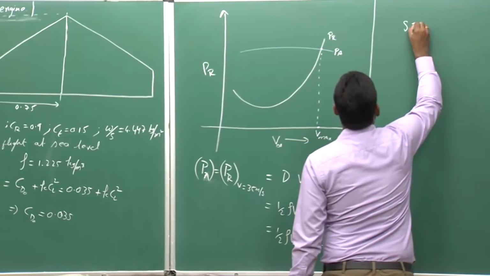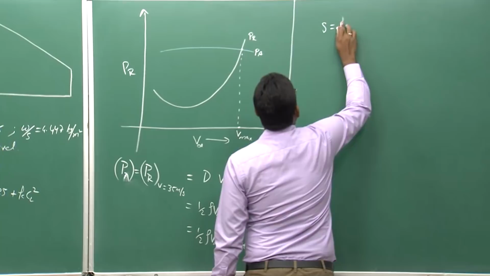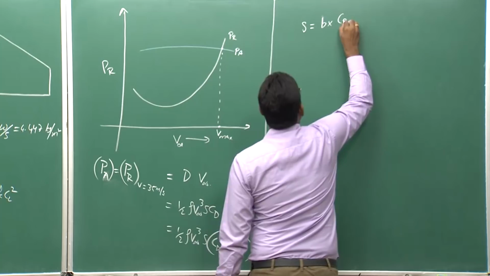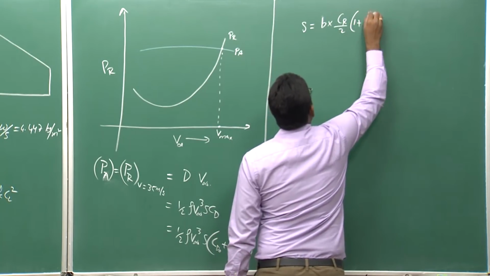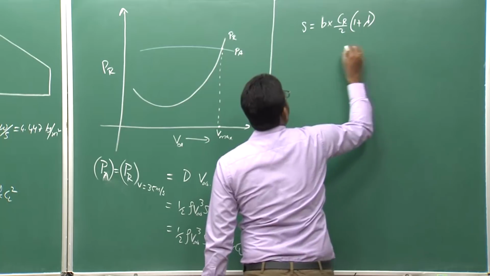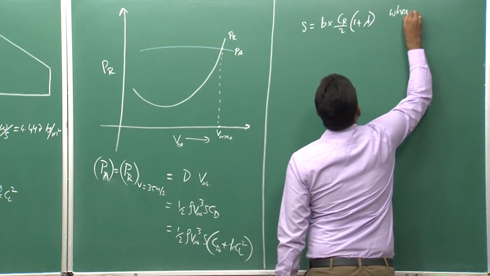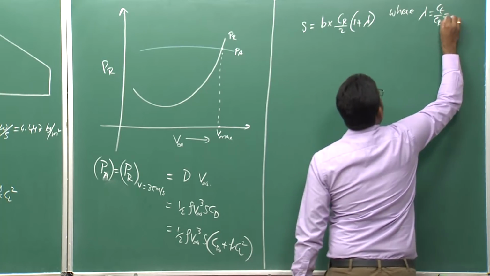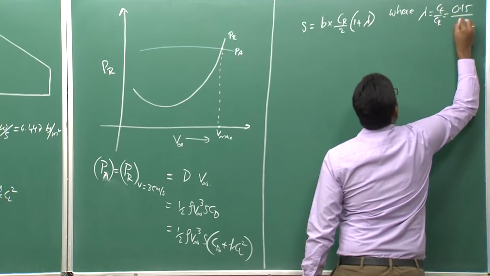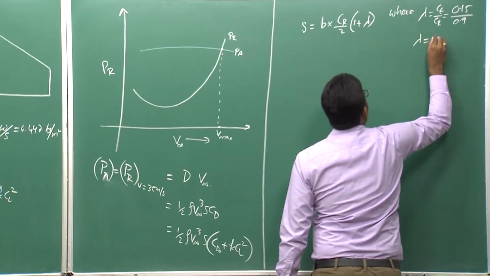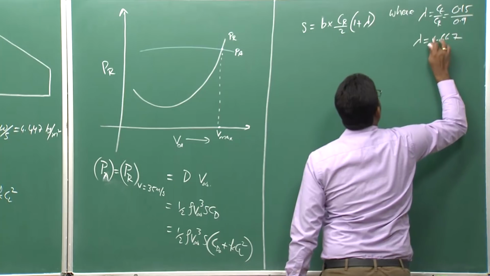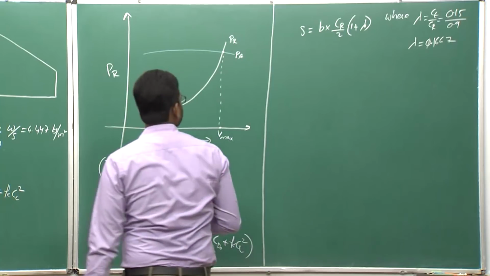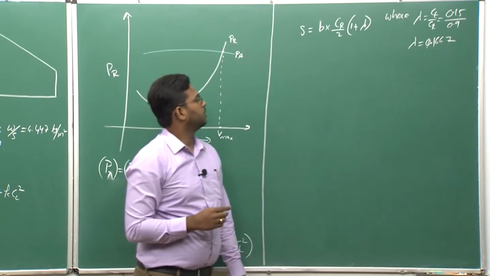So, S is equal to B into (CR plus CT) by 2, which is CR by 2 into (1 plus lambda), right. So, what is lambda? Lambda is equal to CT by CR, which is 0.15 divided by 0.9. Lambda is equal to 0.1667, not 0.167, right. So, this is your lambda.